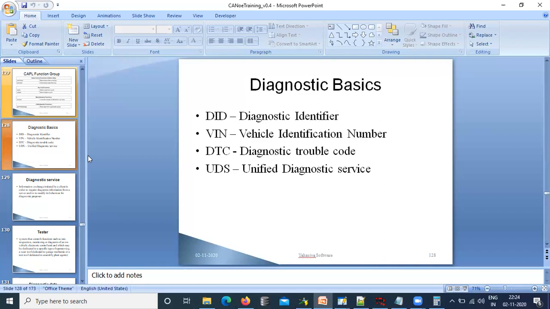So in UDS, there is a positive and negative response format. For every positive message, it will add 40 to the SID, the service identifier.